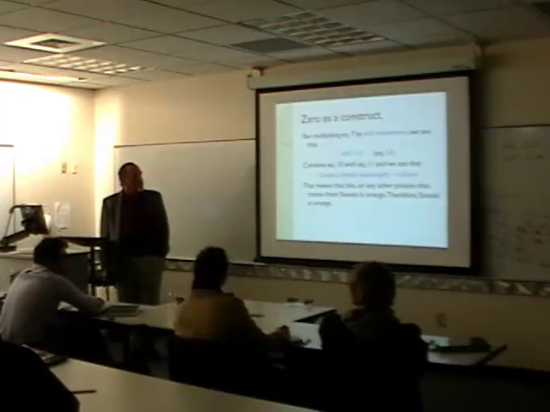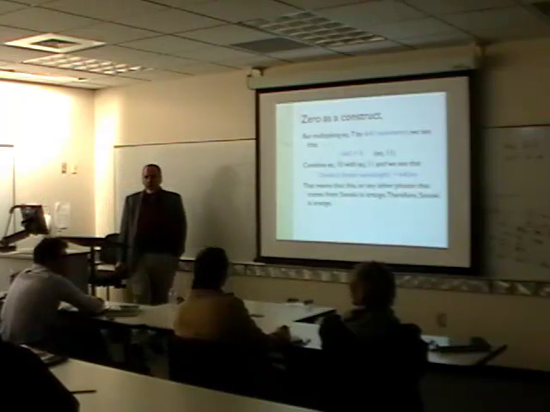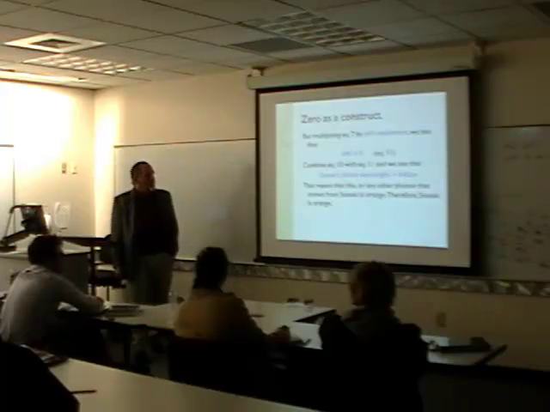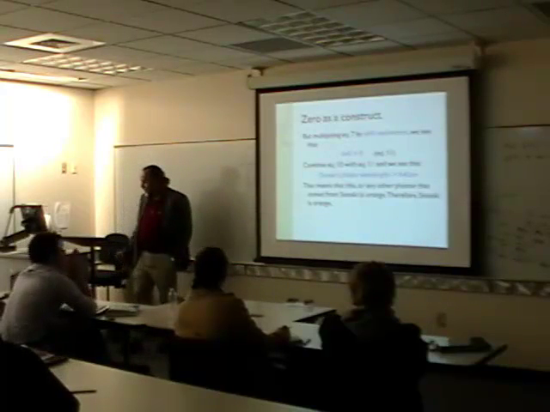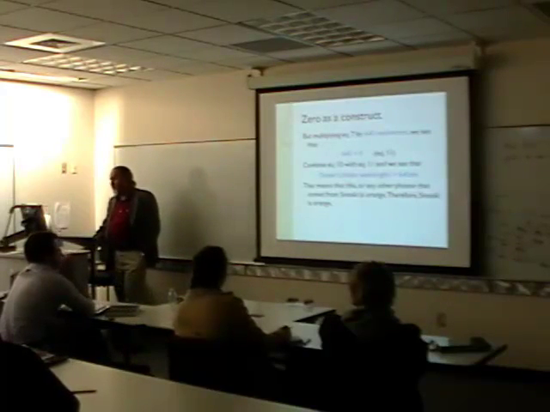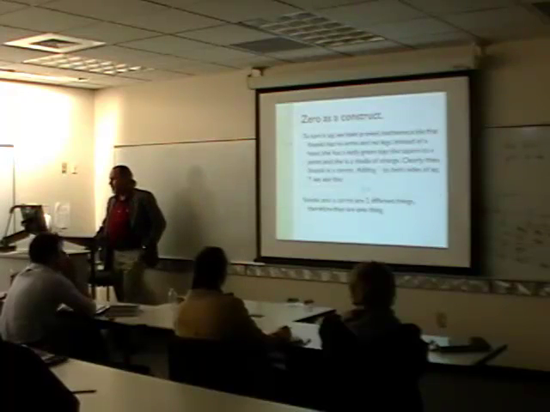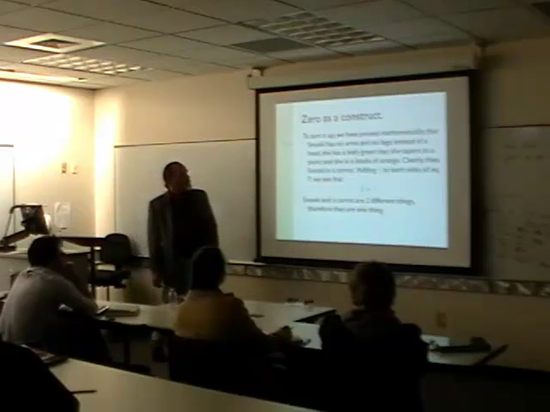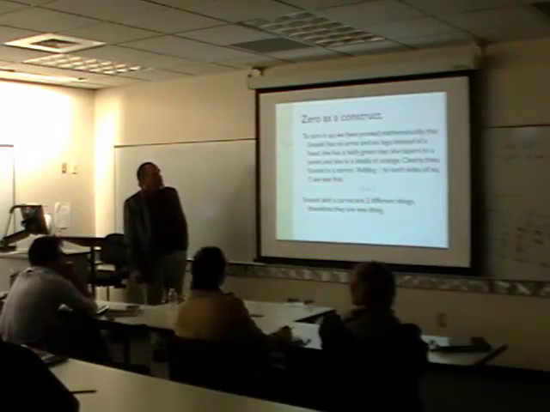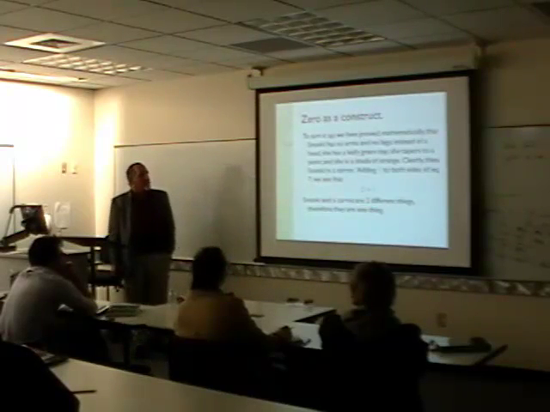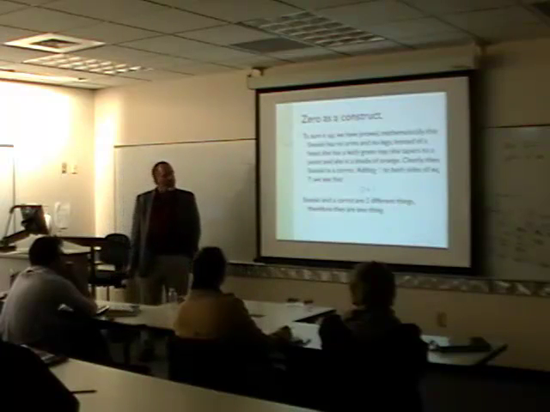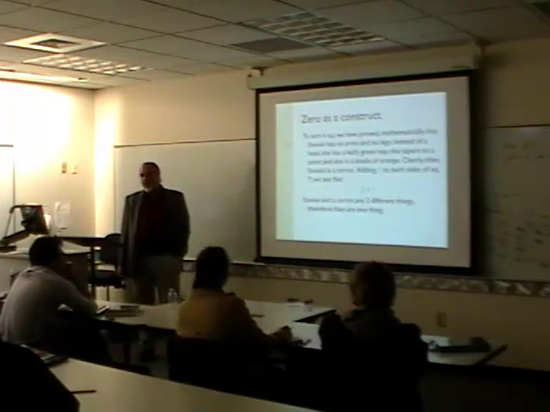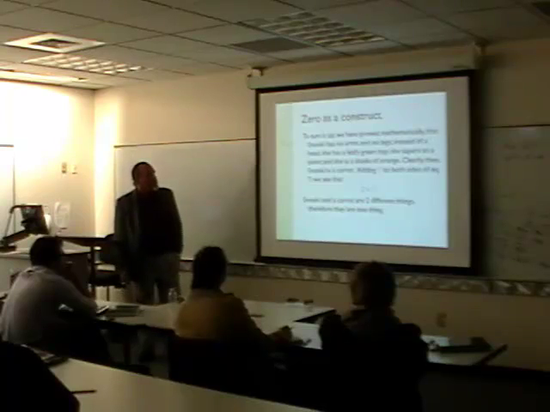That means that this, or any other photon that comes from Snooky, is orange. That would be the wavelength orange. Therefore, Snooky is orange. Gets better. To sum it up, we've proved mathematically that Snooky has no arms and no legs. Instead of a head, she has a leafy green top. She tapers to a point, and she has a shade of orange. Clearly, then, Snooky is a carrot. Adding 1 to both sides of equation 7, we see that 2 equals 1.